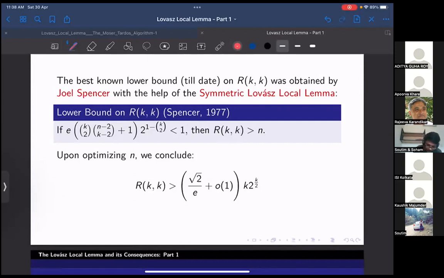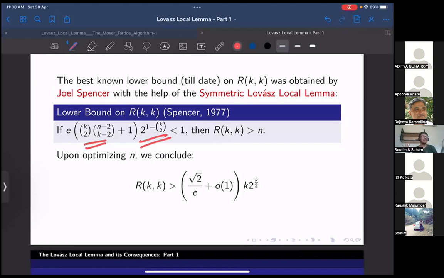So it's a very simple application of the local Lovász lemma. All we need to do is calculate the problem. So what is a bad event here? The bad event here is that a complete graph K_k is monochromatic. Okay, so how many intersections can there be between two complete graphs?